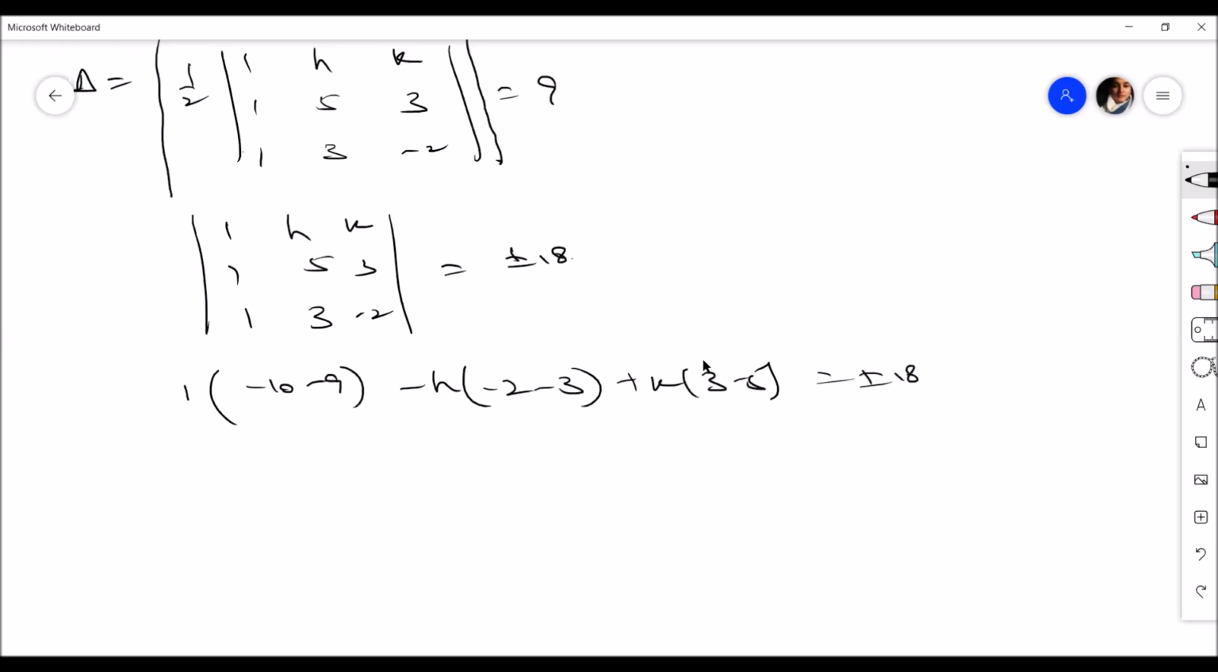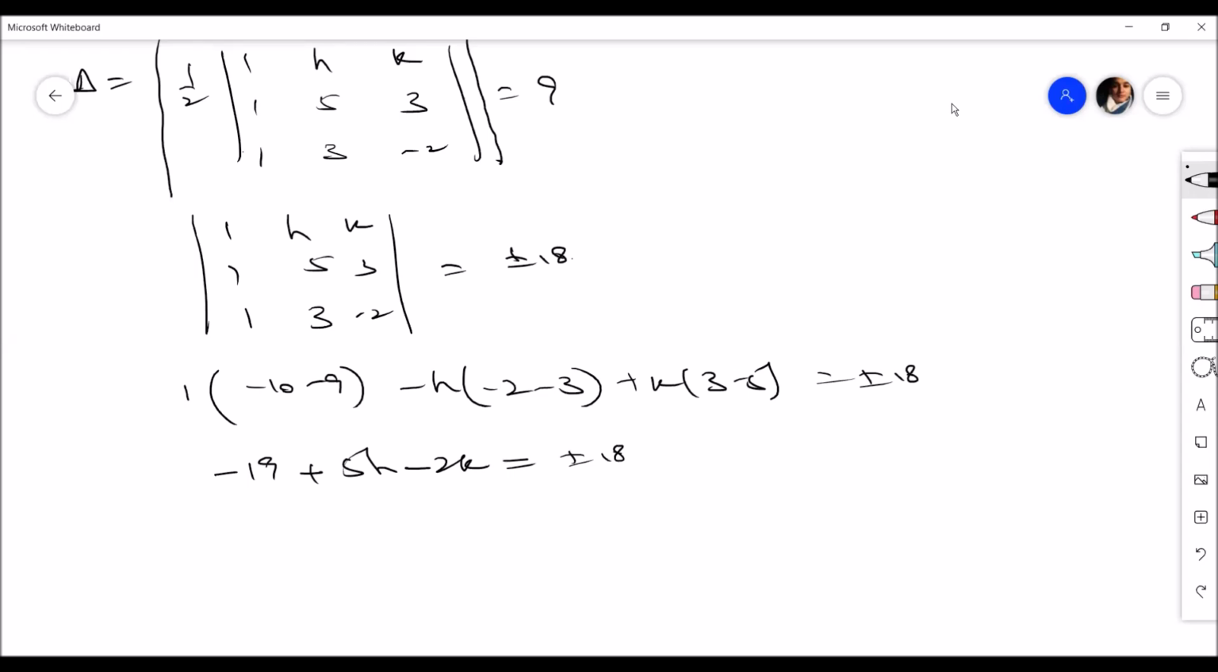I'm assuming that you would not need an explanation as to how to expand a determinant. All of you are clear with expansion of a simple 3 cross 3 determinant? Because you can use properties also. It's up to you whether you want to expand it or apply the properties of determinants, making it minus 19 plus 5h minus 2k is equal to plus or minus 18.